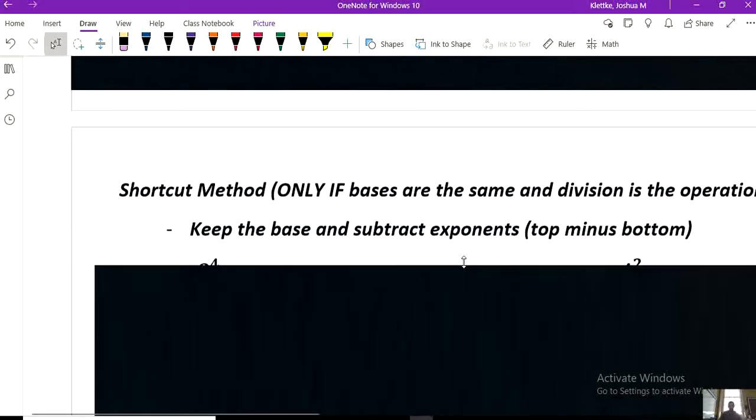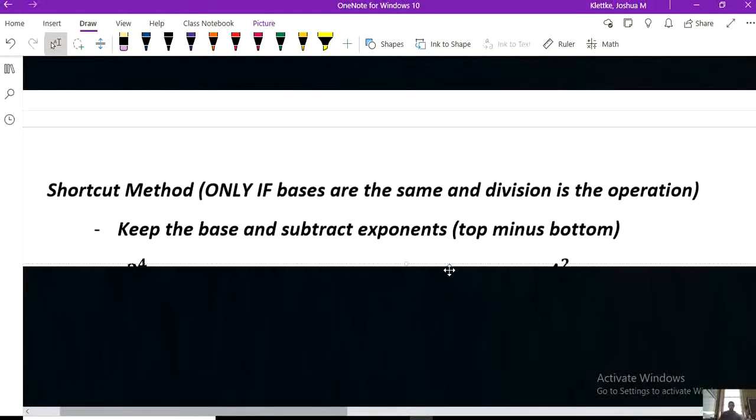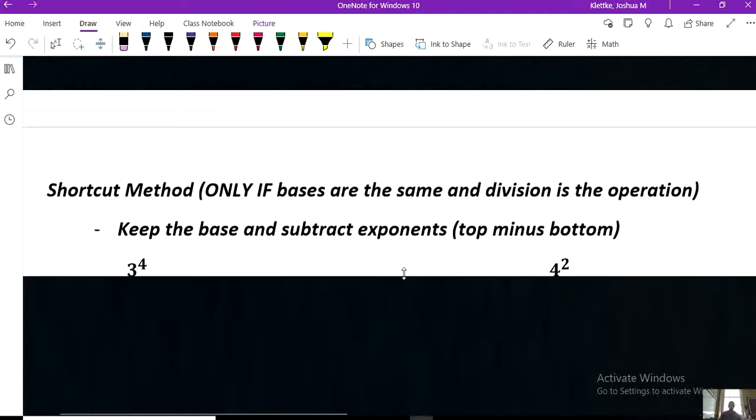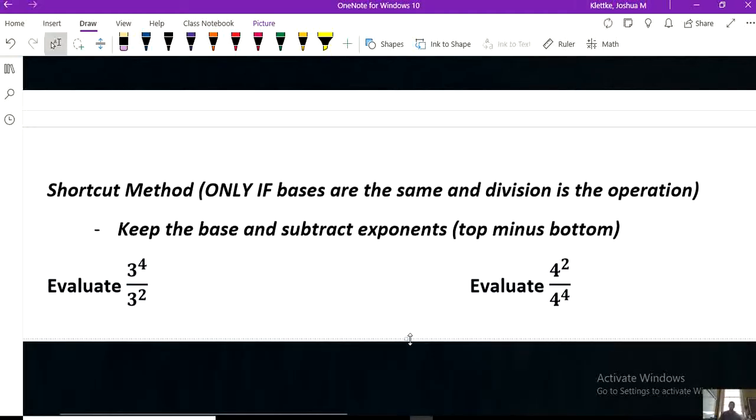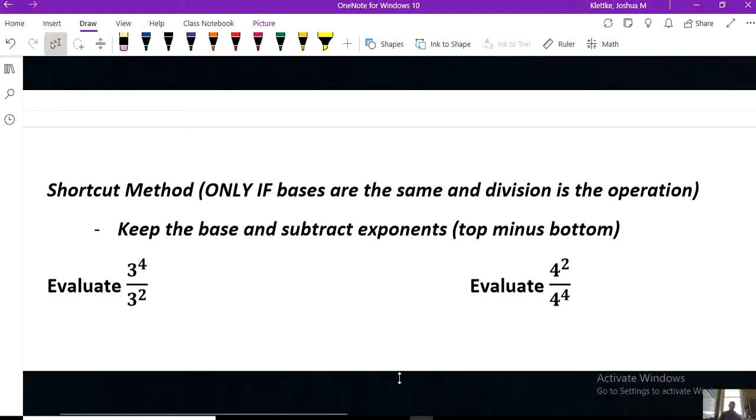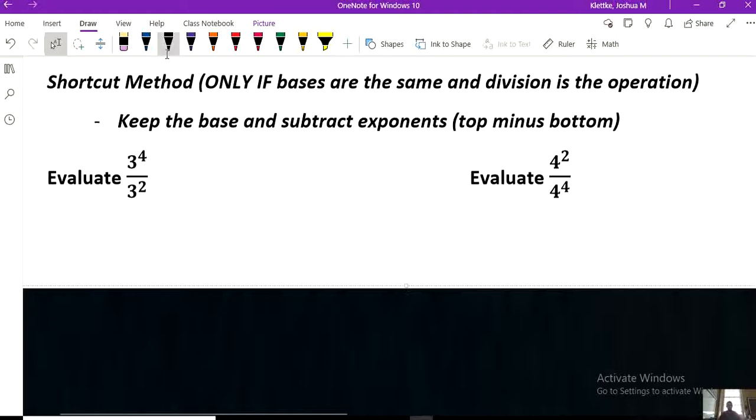I'm going to introduce to you the shortcut method for subtracting like bases with exponents. So the shortcut method is, and it only works if the bases are the same and division's the operation. We keep the base and subtract the exponents. So these are the two examples. Let me show you how short these can be.